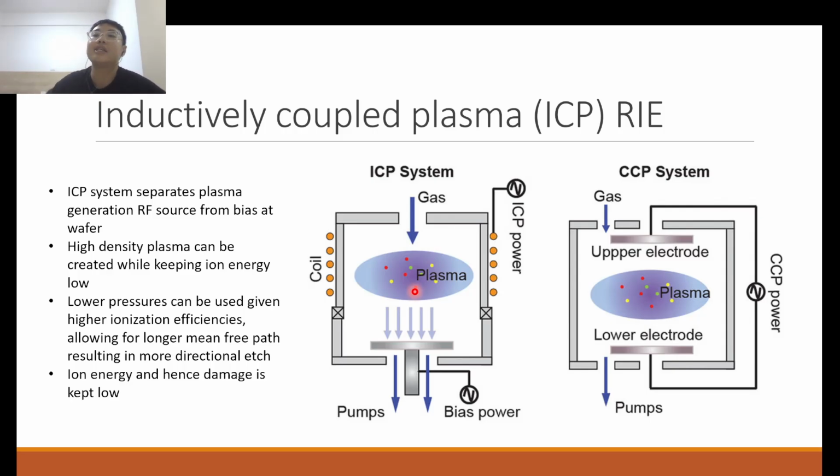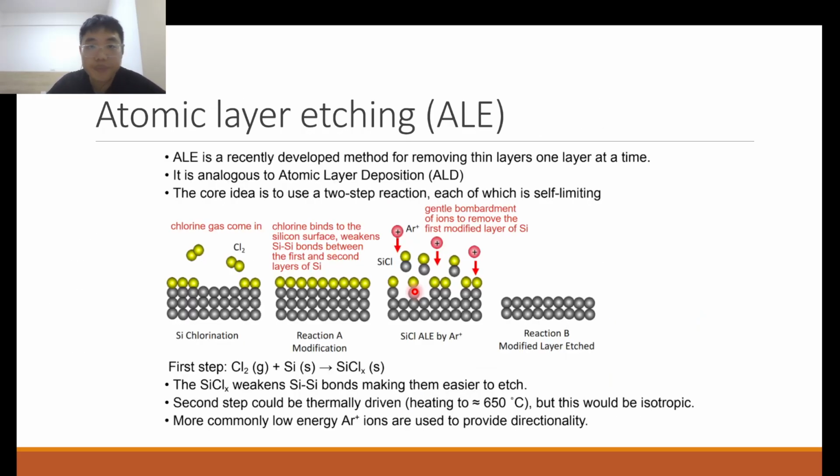Okay, so this is just one of the various reasons why ICP plasma is very important and is commonly used in reactive ion etching. And the last thing I'll cover is atomic layer etching. Atomic layer etching is very interesting. We want to etch one layer at a time. You may or may not have heard of the idea of atomic layer deposition, right? So this is like the etching counterpart of atomic layer deposition.